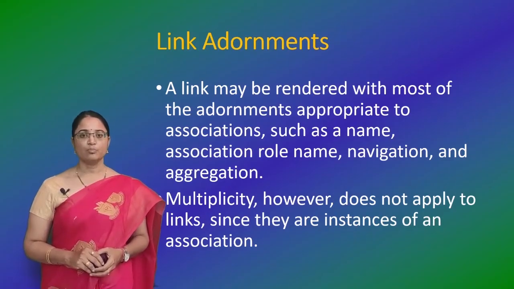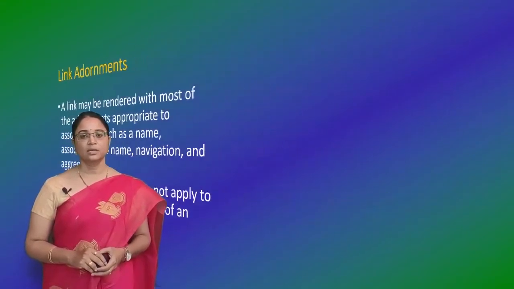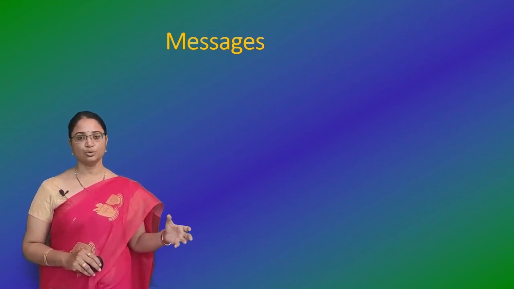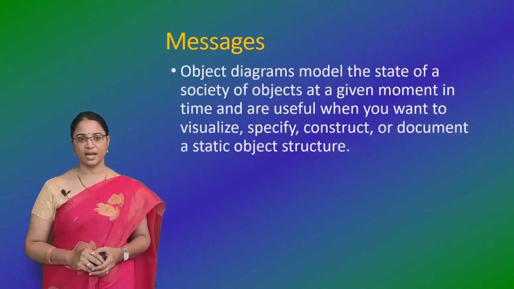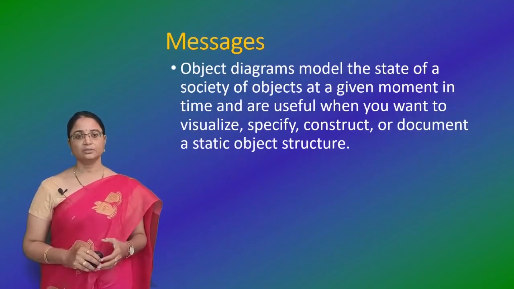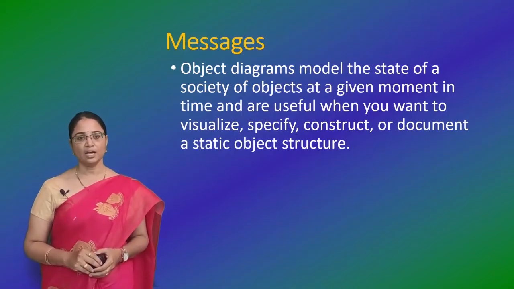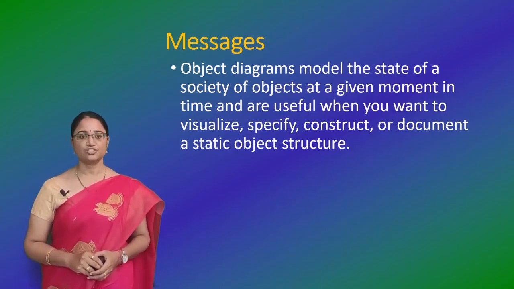In most models, we are most interested in prototypical objects and links within some context rather than individual objects and links. Coming to the next one, messages. Suppose you have a set of objects and a set of links that connect those objects. If that's all you have, then you have a completely static model that can be represented by an object diagram. Object diagrams model the state of a society of objects at a given moment in time and are useful when you want to visualize, specify, construct and document a static object structure.